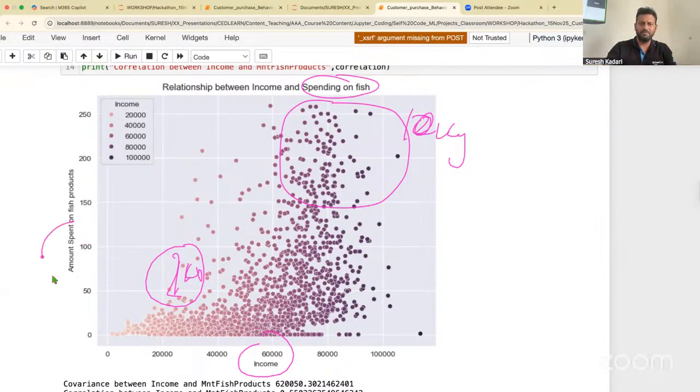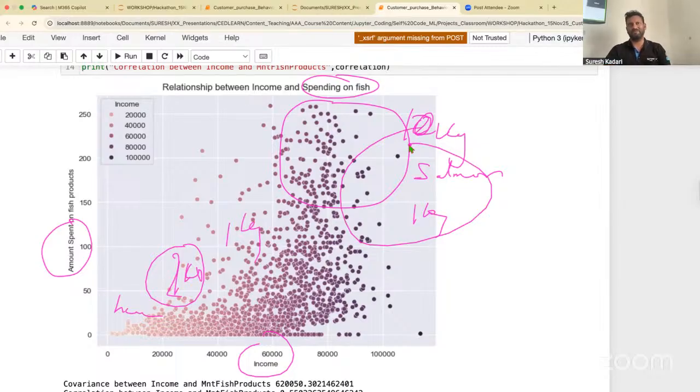No. Maybe they're eating salmon and all, and these guys are eating some small fishes. They are buying kilograms, they are also buying kilograms, but the cost is different. So don't think that the liquor example doesn't apply here. Maybe here also.